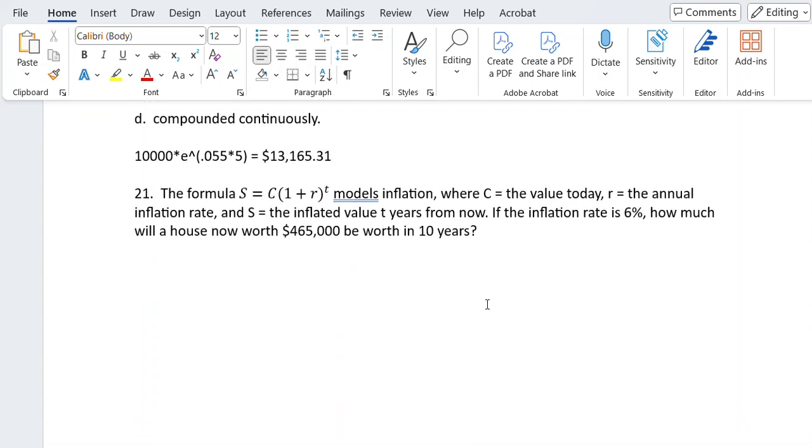For the final problem here, we have a formula that models inflation, where C is the value today, R is the annual inflation rate, and S is the inflated value T years from now. The inflation rate is 6%. How much will a house now worth $465,000 be worth in 10 years? So again, we're going to plug in here. C is the value today, so that is my $465,000.